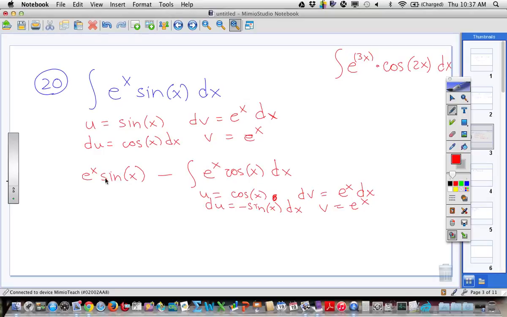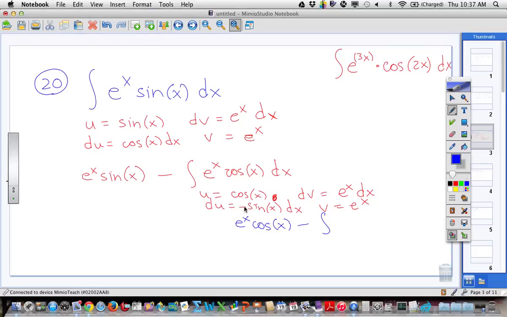Now, I'm not going to forget about this over here, so I'm being careful to line this up. Matter of fact, let me change colors. So now I'm going to do my formula. This minus is still there, so I'll bring that in later. So now my formula says u times v, which would be e to the x cosine x, minus the integral of v du.